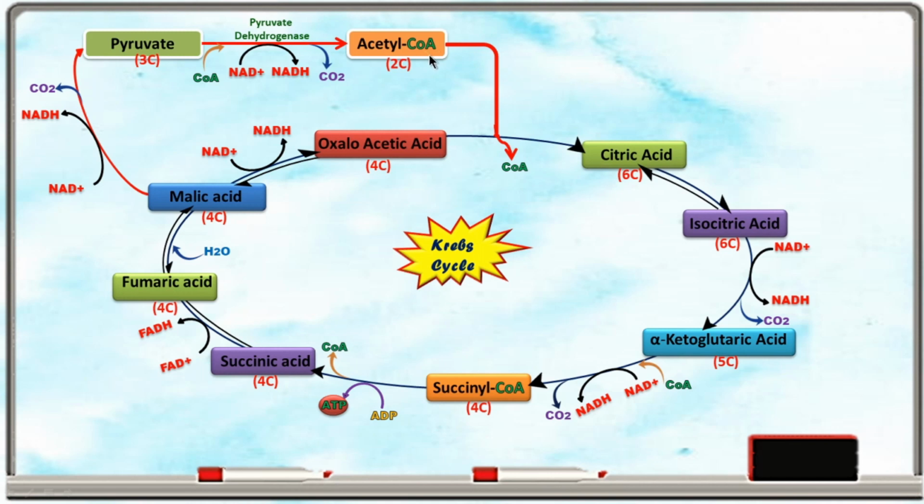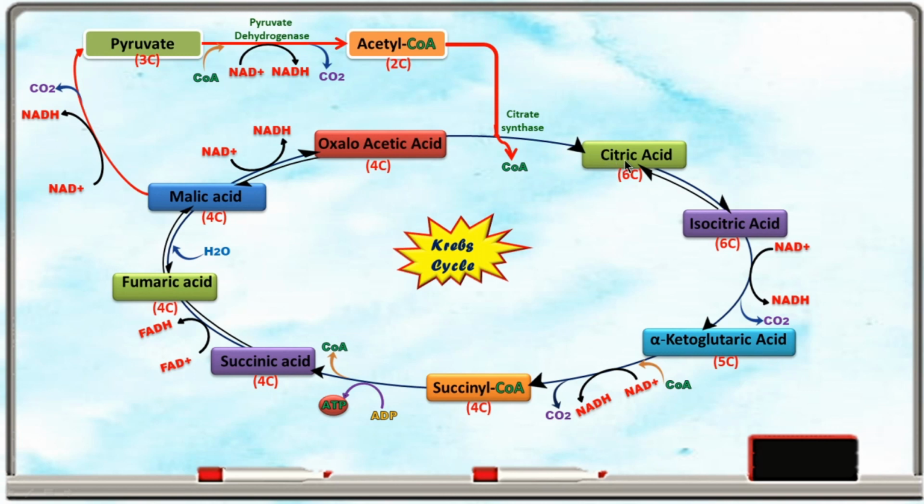The link reaction product, acetyl-CoA, at first enters into the Krebs cycle and combines with oxaloacetic acid, which is a 4-carbon compound, to form citric acid with the help of an enzyme, citrate synthase. And here the CoA of the acetyl-CoA is eliminated. The product formed, citric acid, is a 6-carbon compound. And this citric acid is the first stable intermediate of the Krebs cycle, and that's why the Krebs cycle is also known as the citric acid cycle.